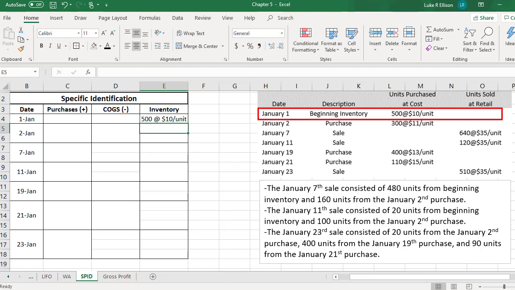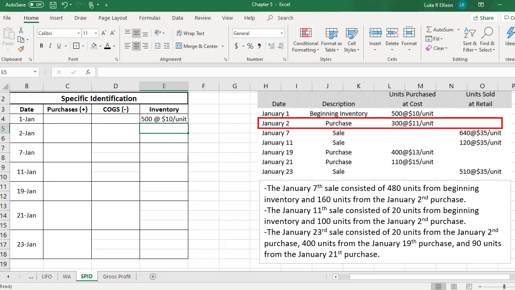Now, some instructors will have you calculate the inventory balance at this stage, taking 500 times $10. But in this video, I'm going to wait until the end to do any calculations. Next, on January 2nd, the company purchased 300 units at $11 per unit. Since this is the purchase, we can put it in the purchase column.